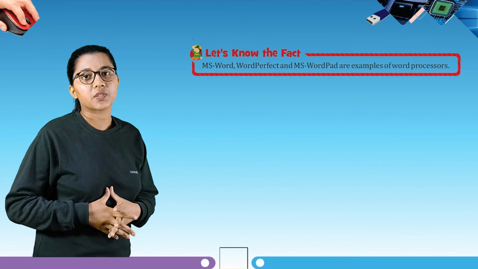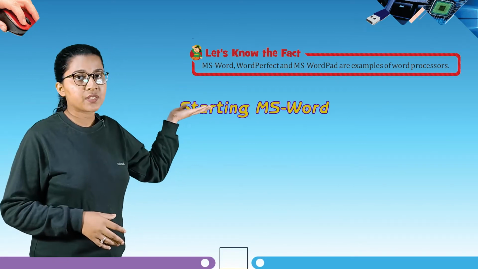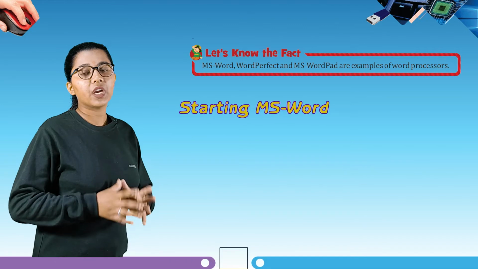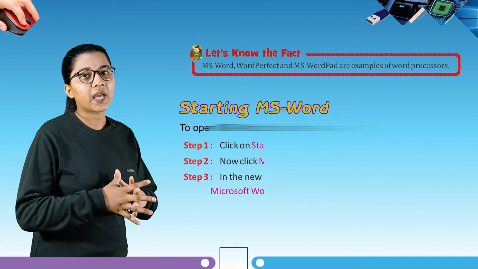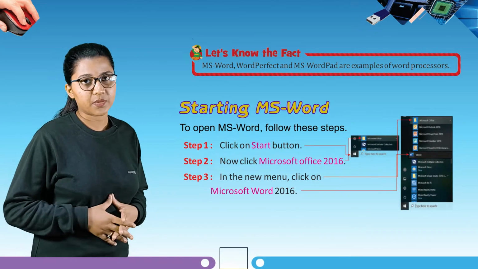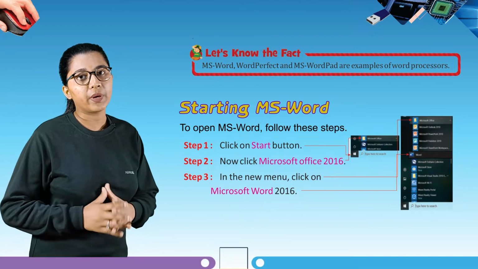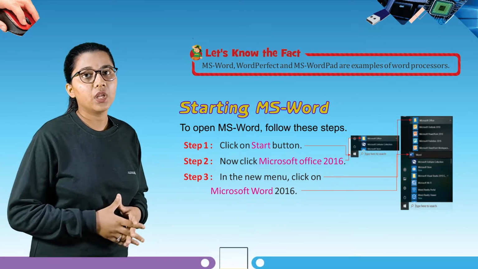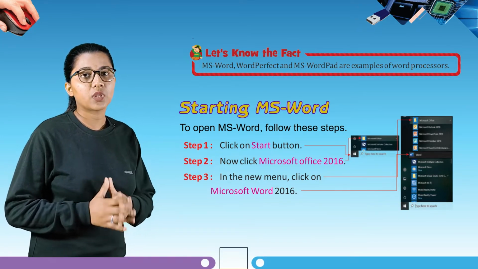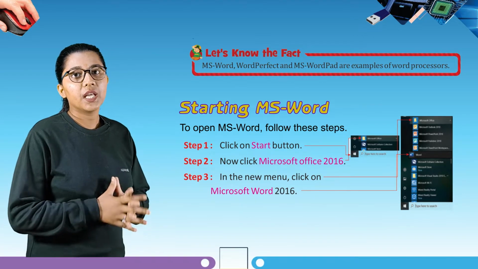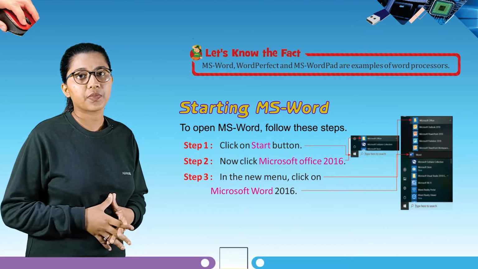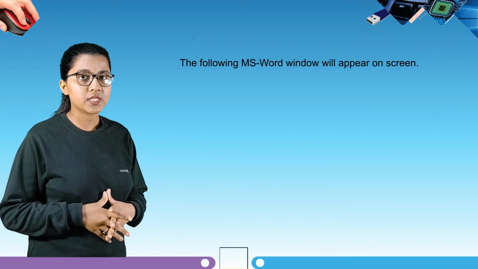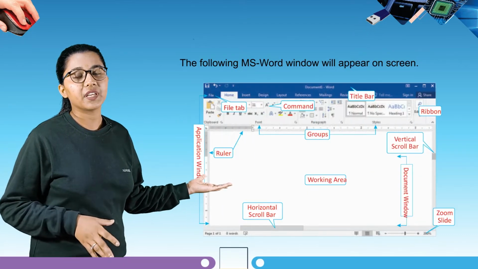So students, our next topic is starting MS Word. In this topic, we are going to learn how we start the word processor. So, to open MS Word, follow these steps. Step 1, click on the Start button. Step 2, now click Microsoft Office 2016. Step 3, in the new menu, click on Microsoft Word 2016. The following MS Word window will appear on screen. So students, here you can see a picture of the interface of MS Word.